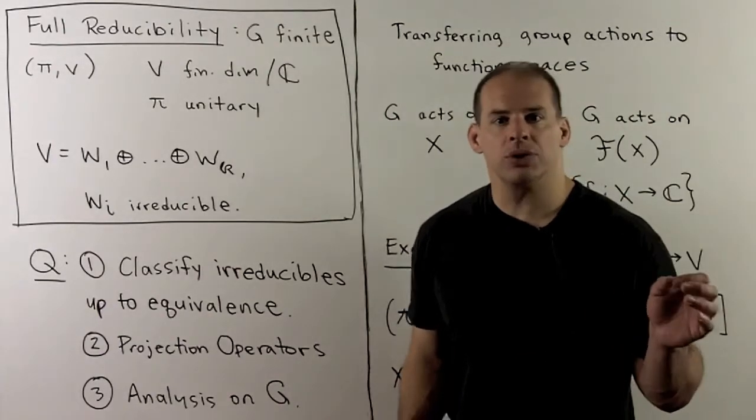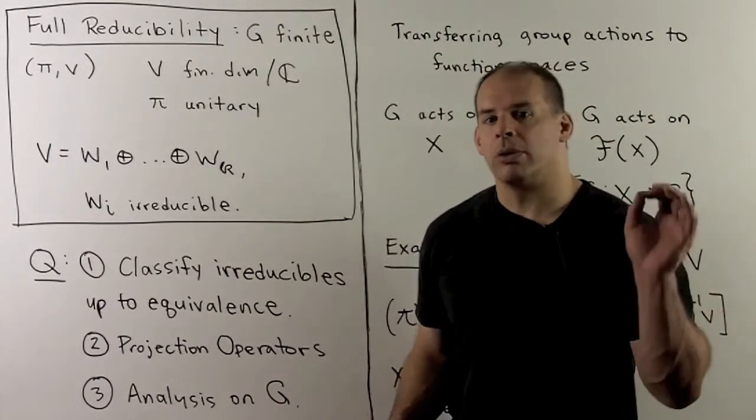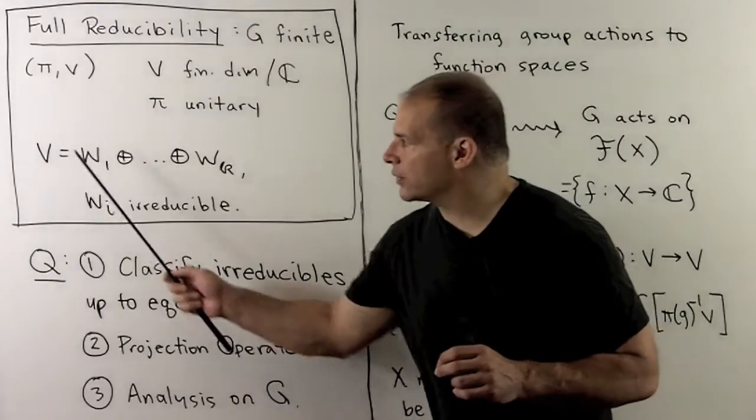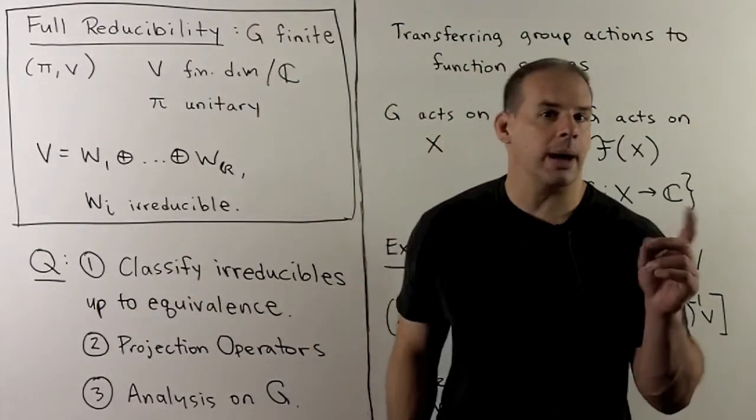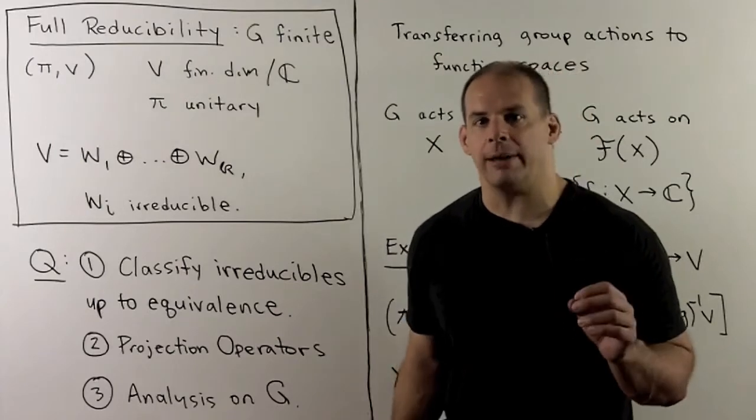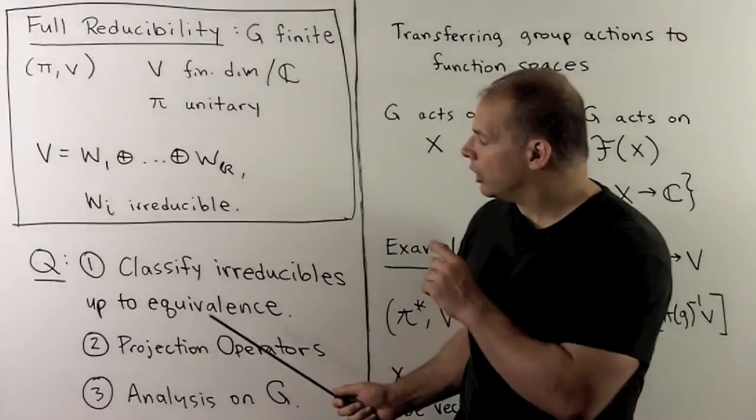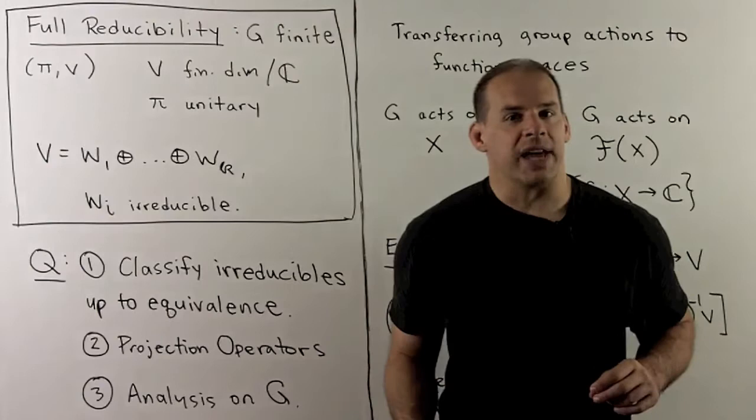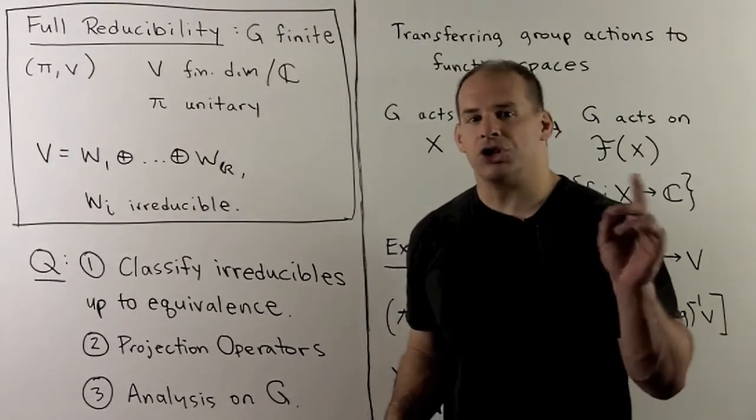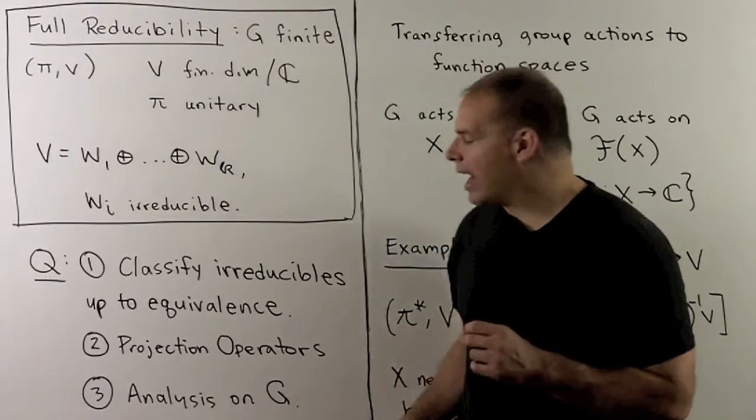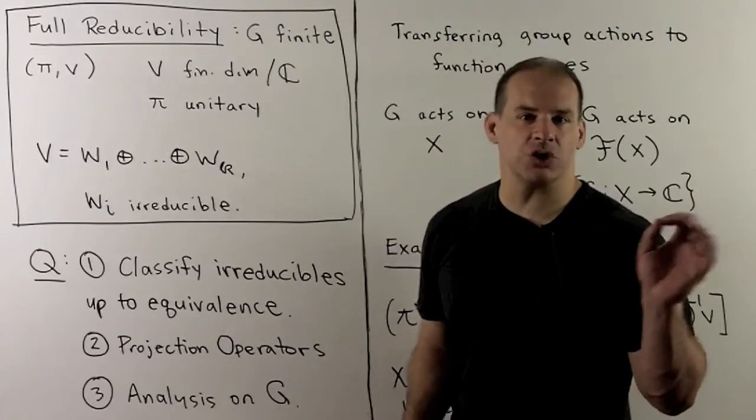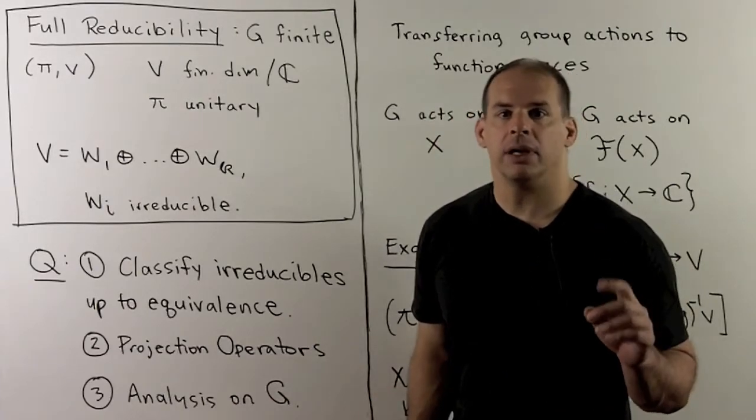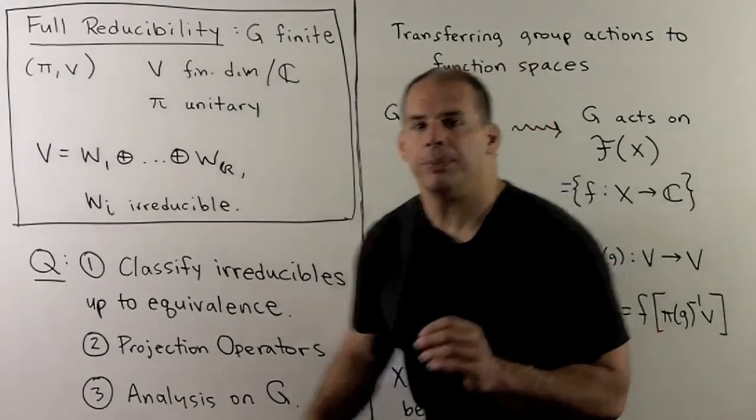Then, once we have those, we want to know what are the projection operators that carry us from V to these subspaces. Now, we're only going to get a partial answer to that. To get these answers, we're going to have to study functions on the group. So that's going to involve analysis on our finite group G. And that's a subject that's interesting in its own right. Now, where do we begin?